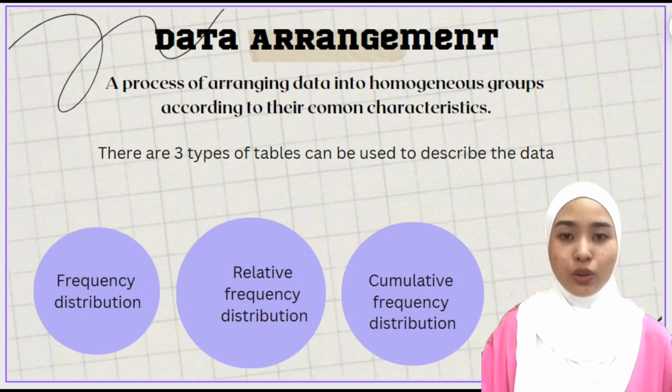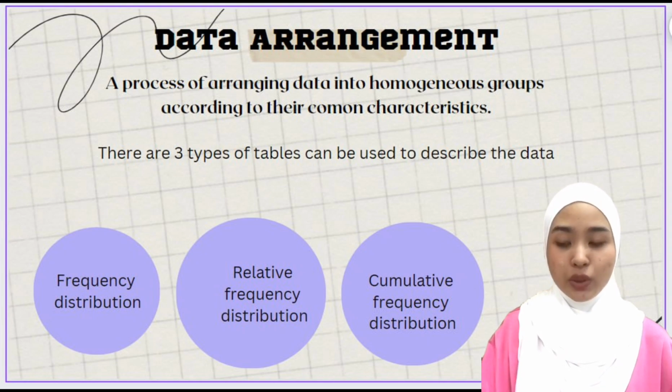My matrix number is H21A2932 and I'm going to present the data arrangement and graphical method. Data arrangement is a process of arranging data into homogeneous groups according to their common characteristic. There are three types of tables that can be used to describe the data: frequency distribution, relative frequency distribution, and cumulative frequency distribution.